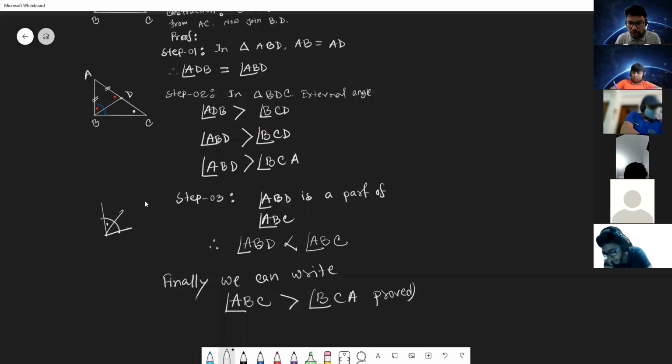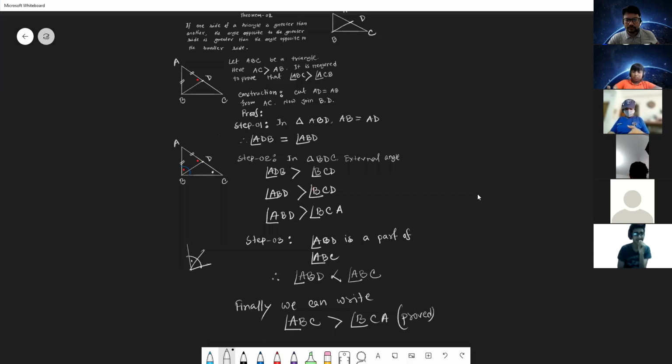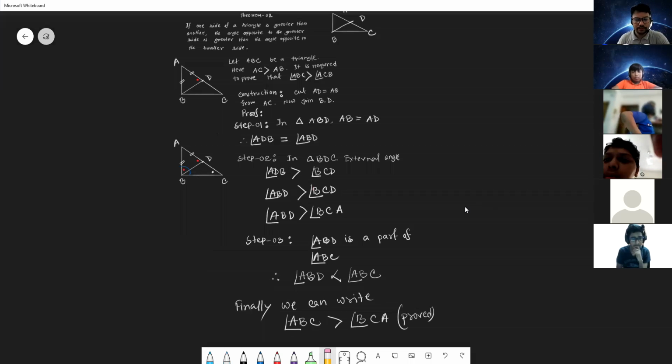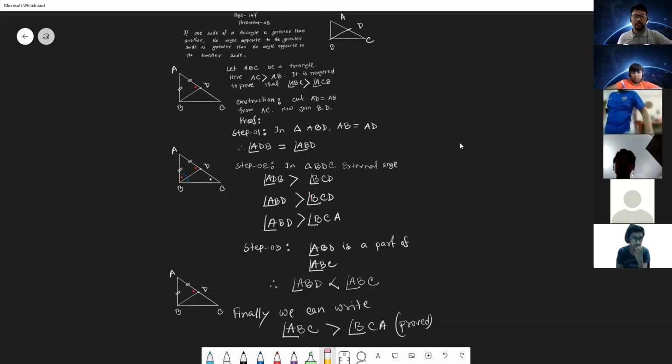So dear students, first note down properly, then I will discuss again step by step. My request to all of you, please note down again. Note down all steps properly. So now you can see up to last. Did you complete writing the steps?